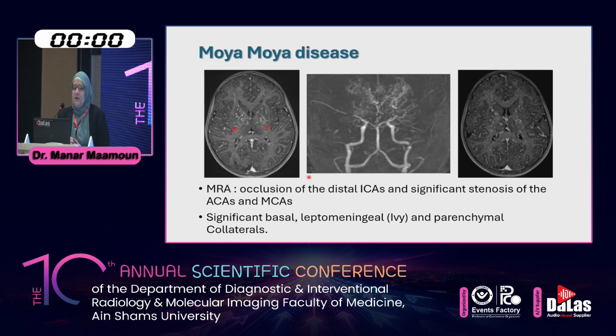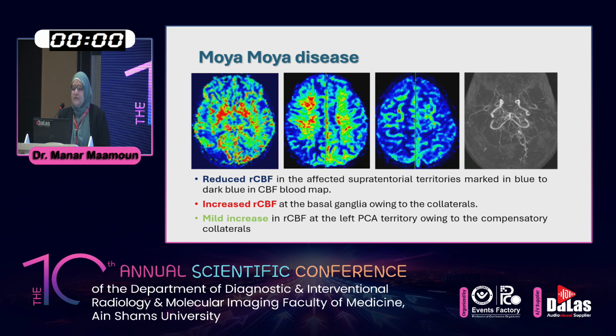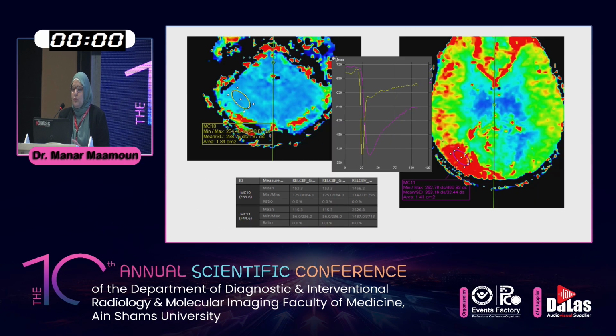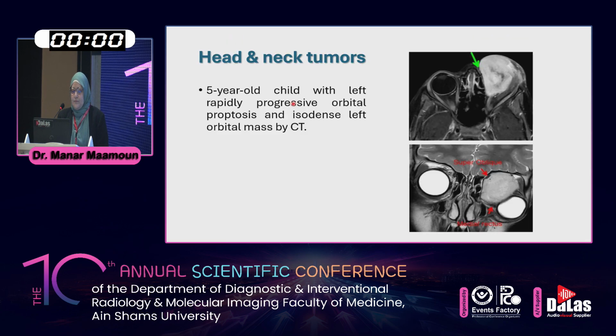An example of Moya-Moya disease that was referred for preoperative assessment, showing remarkable collaterals at the basal ganglia. The perfusion study showed the most affected areas within the brain, while the basal ganglia show hyperperfusion because of the significant collaterals, and the left PCA area also shows relative hyperperfusion because of the collaterals. In Moya-Moya, it's important to compare the supratentorial brain to the cerebellum because it's usually not affected in these cases.